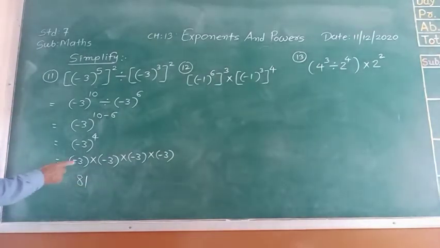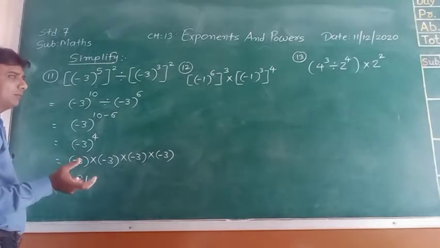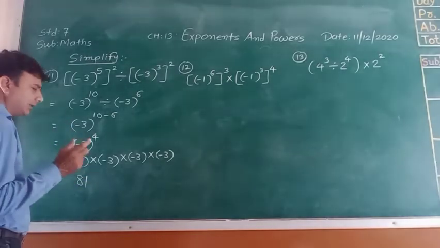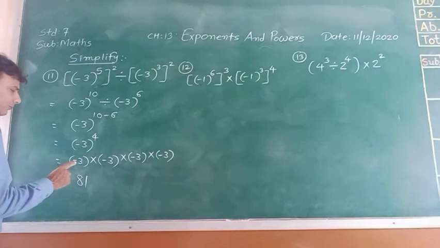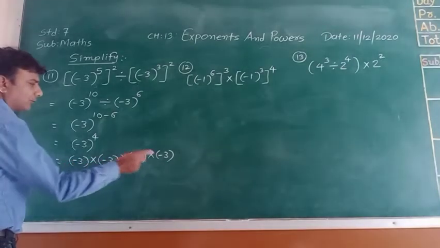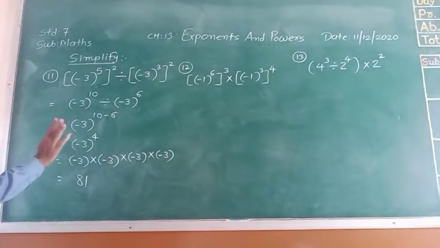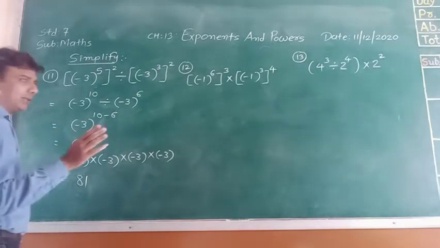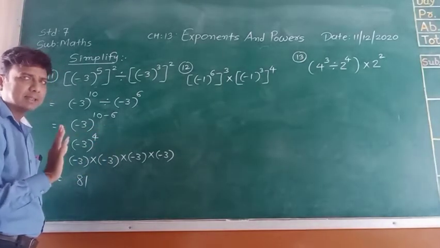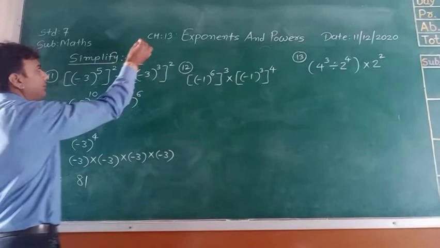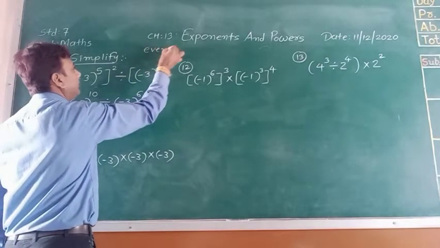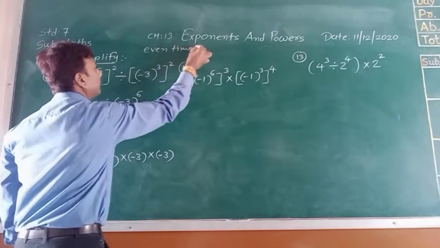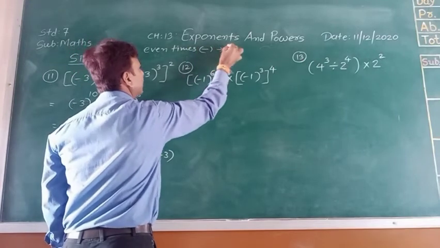Now the problem is how many times the minus sign comes. So simply, how many times did the minus sign come? 1, 2, 3, 4. 4 is an even number. Even number of minus signs means the minus sign is removed from the answer.